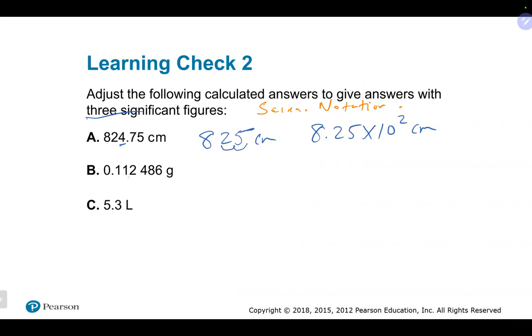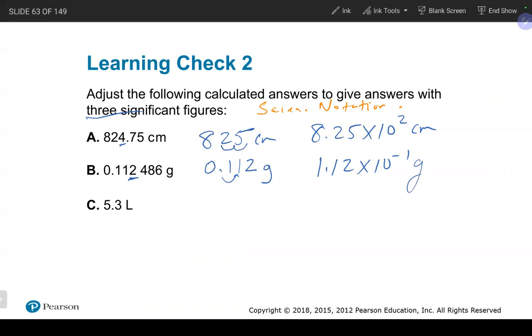3 sig figs here takes us to the 2. What do we do with the rest of the numbers? We should drop them. So we're going to go with 0.112 grams. To get us to scientific notation, we actually need to go 1 place to the right there. That's going to give us 1.12 times 10 to the minus 1 grams, right? Any questions on that one there?